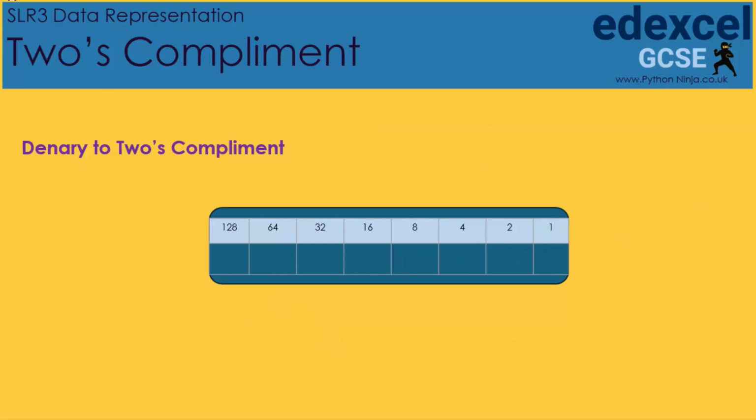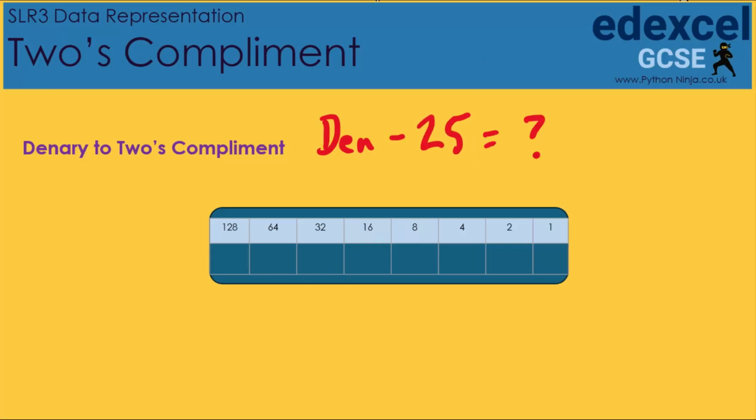Okay, let's do a couple more, but quickly. So what is the denary minus 25? How do we work out what denary minus 25 is as a binary number? We use 2's complement. So you work out what plus 25 is as a binary number, and then you flip the bits, and then you add 1, and that gives you your signed integer binary number equivalent to denary minus 25. So pause the video now and work out how to do that.